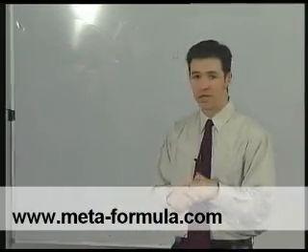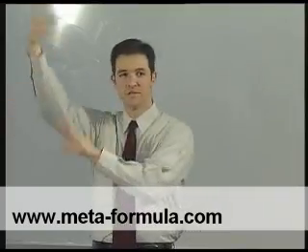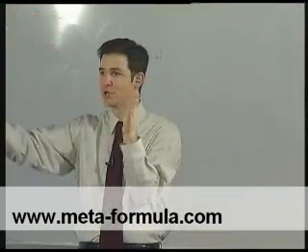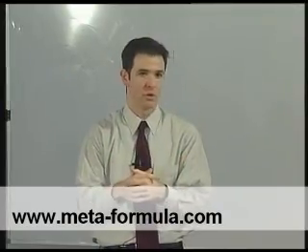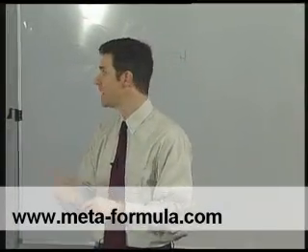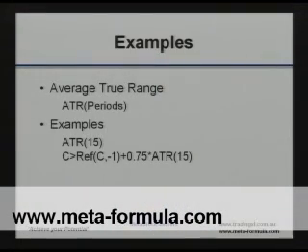Metastock allows you to calculate the average true range rather than us going back over the last 10 or 15 days and identifying how far it's moved and then averaging all those out. Metastock has a pre-packaged function which allows you to easily identify that value. You'll see the syntax is ATR, open brackets, periods, close brackets. So there's only one variable to put in, and that is the number of periods that we want Metastock to go back and calculate the average true range.